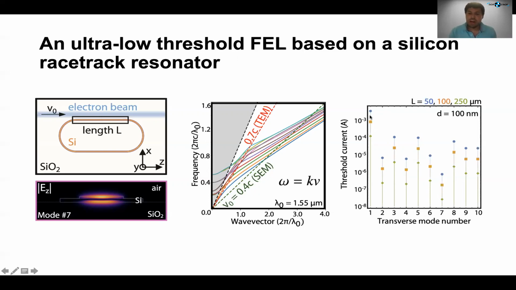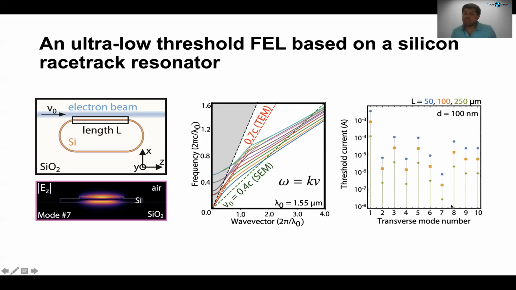So here I show a measure of that gain in each of the modes, which is the so-called threshold current. We can see that this threshold current in amperes varies by orders of magnitude for different modes in the structure, for different lengths of the structure, whether it's 50, 100, 250 microns. But we can see that there's this mode here, this mode number 7, that has by far the lowest threshold.